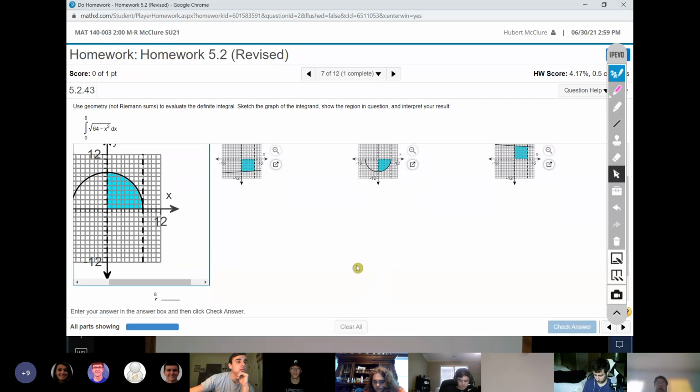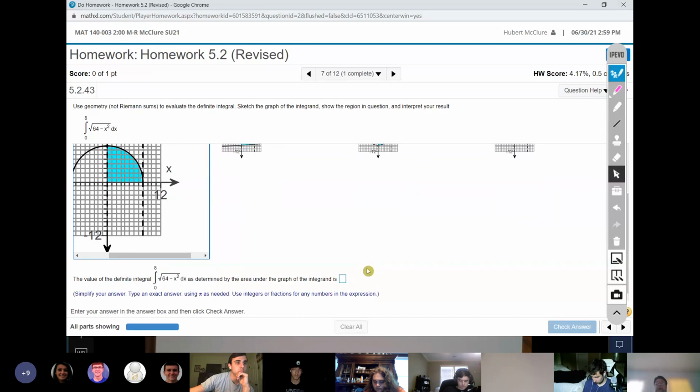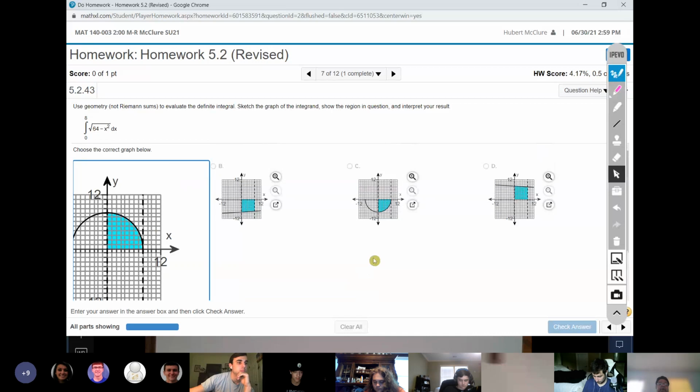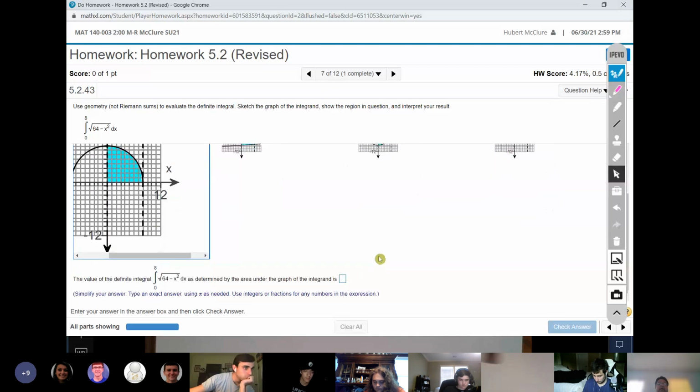Now, how did I do that? I just did it by counting the area. I said 51 and a half. Now, you would have to find the area of a circle. What's the area of a circle? Pi r squared. So the area of a circle is equal to pi r squared.